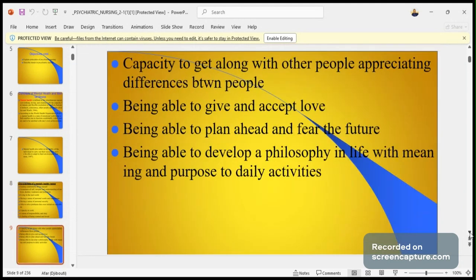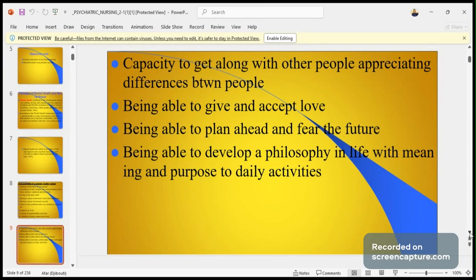So we have other characteristics of a normal person like capacity to get along with other people, appreciating differences between people, being able to give and accept love, being able to plan ahead and not fear the future, being able to develop a philosophy in life with meaning and purpose to daily activities. There are people who have overdone themselves in alcohol, maybe drug abuse, in a way that they don't fear the future. The Gen Z goes to the demonstration and the bullets are pointed at their friends. Some of them are shot, but then they still continue going. They're not mentally healthy.